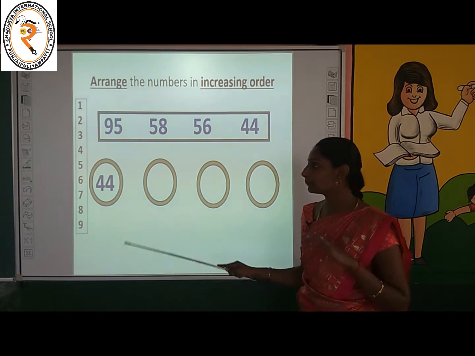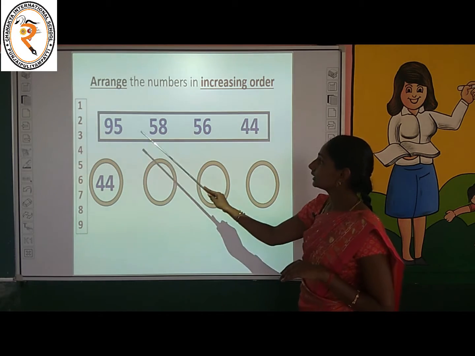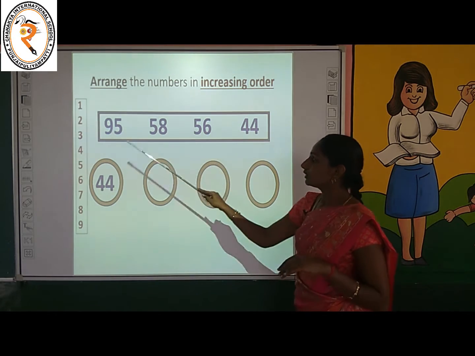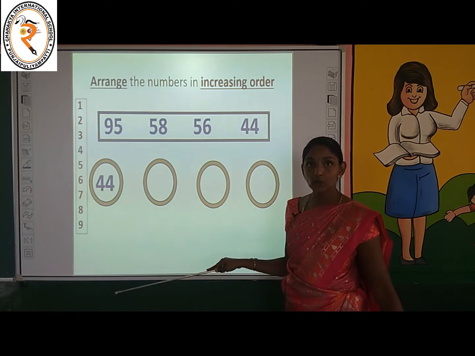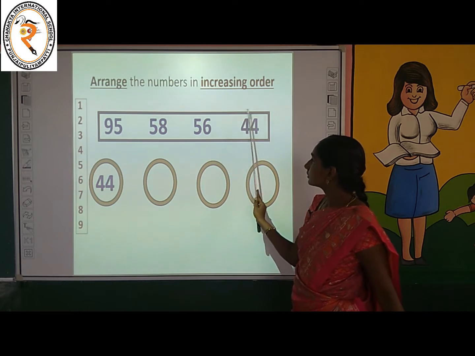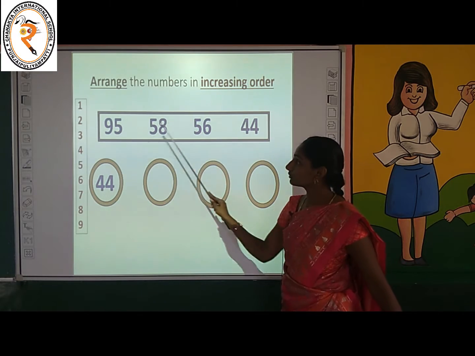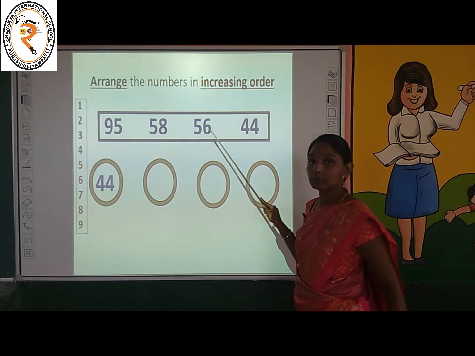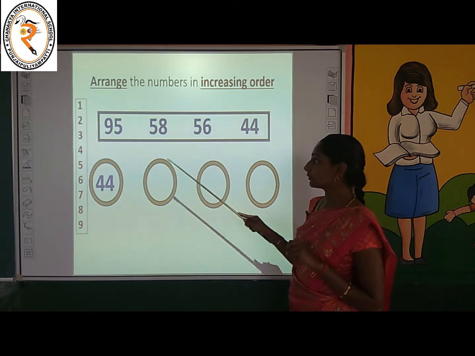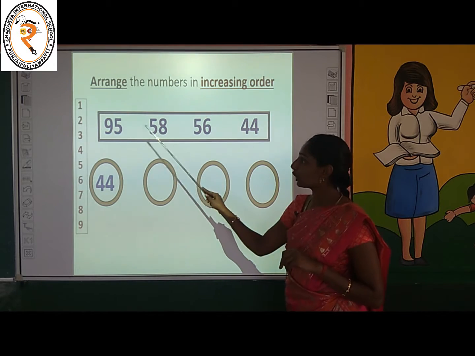What is the bigger number than 44? See, 9, 5, 5. Find the smallest one. Okay. Now don't see the number 44, see here. Now from these three numbers you have to find the smallest number. See, 5 is smaller than 9.